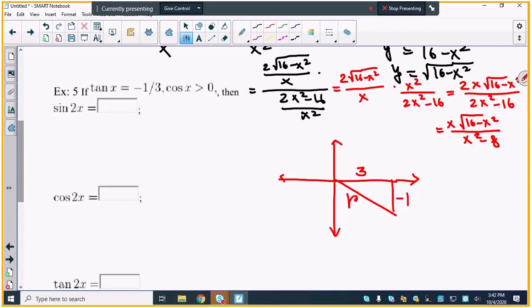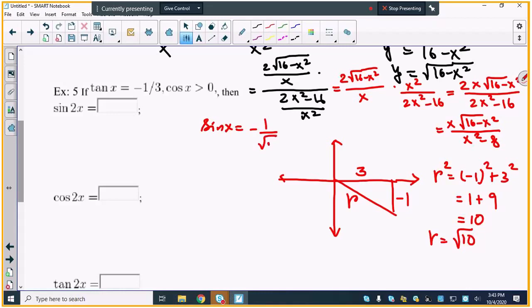So I need the hypotenuse, which is the radius. So r squared is negative 1 squared plus 3 squared. And that's 1 plus 9, which is 10. R is always positive, so that's square root of 10. So then I'm going to go ahead and write down my trigonometric ratio for sine x, which is going to be opposite over hypotenuse. Cosine x is adjacent over hypotenuse. Tangent x is opposite over adjacent and negative 1/3.